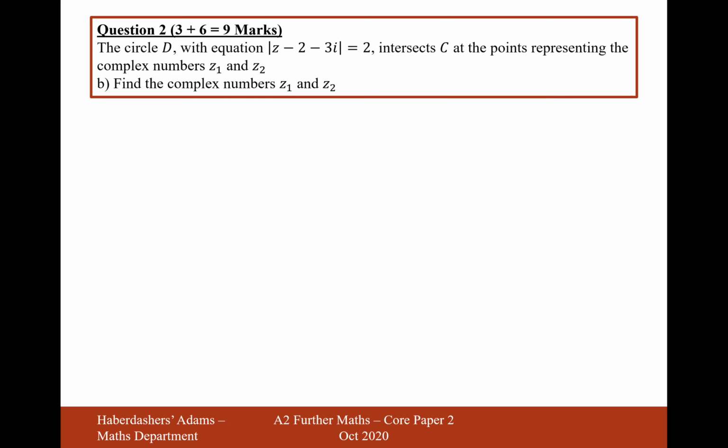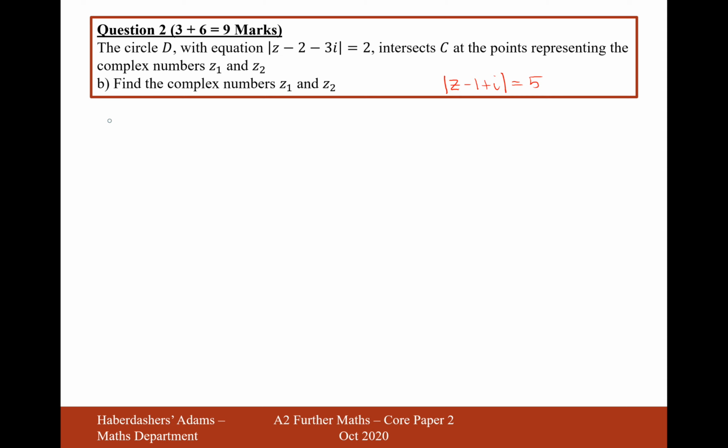Let's move on to question B now. So circle C was |z - 1 + i| = 5. The circle D with the equation |z - 2 - 3i| = 2 intersects C at the points representing the complex numbers z1 and z2. Find the complex numbers z1 and z2.